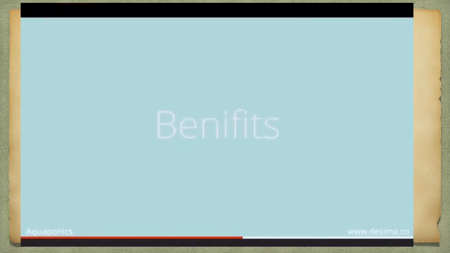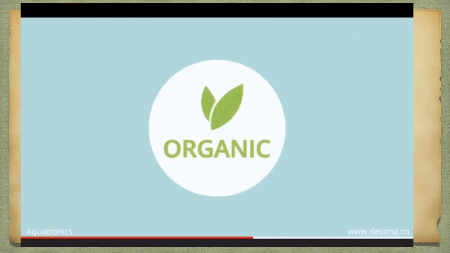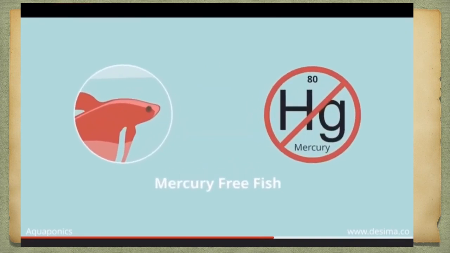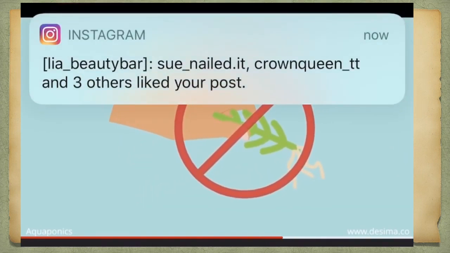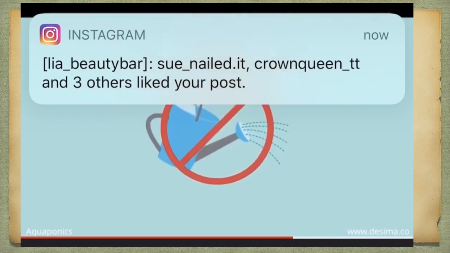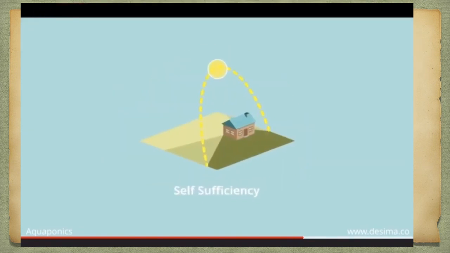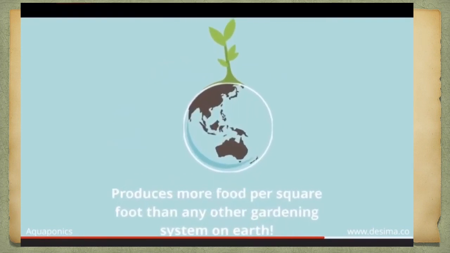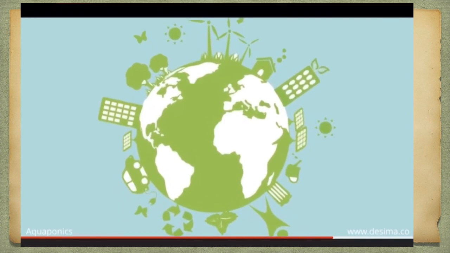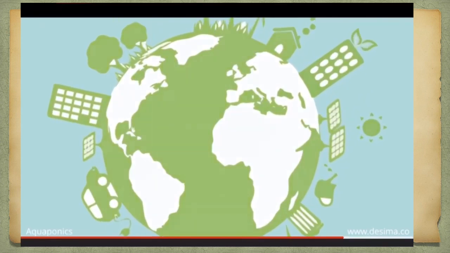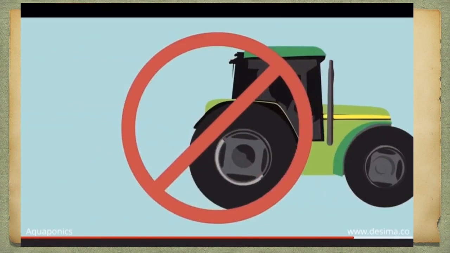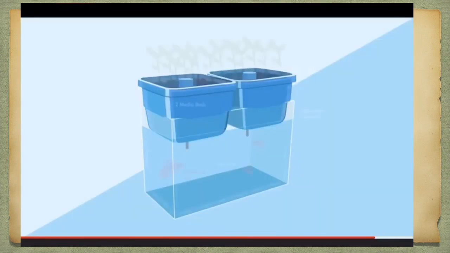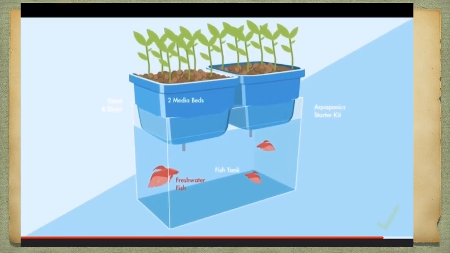The benefits of aquaponics are: it's natural and organic, uses 90% less water than traditional farming, mercury-free healthy fish, no weeding, no soil pests, no watering, promotes self-sufficiency, produces more food per square foot than any other gardening system on Earth. For a sustainable environment, aquaponics is the way to go. But you don't need to build a farm to get started in aquaponics. If you are not the DIY type, the Aqua Garden by Decima is a great way to get started.